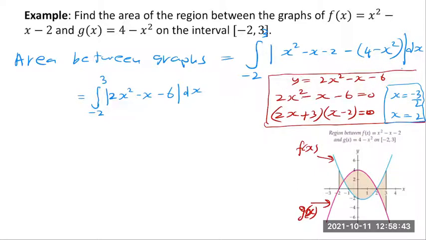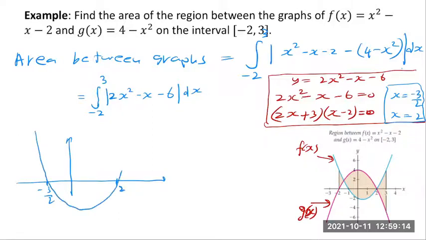Now we can draw a rough sketch of the graph of this function. How do you draw a rough sketch? We know that these are the zeros. Your graph is going to cross the x-axis at these points. And since the coefficient of x squared is positive, you are going to have a concave up shape. So your graph would look like this. You have -3 over 2 here, and you have 2 here. It should be a concave up shape because the coefficient of x squared is positive. So we have the graph of y is equal to 2x squared minus x minus 6.